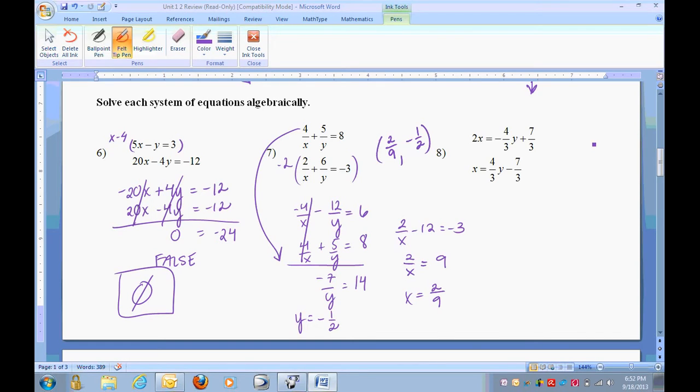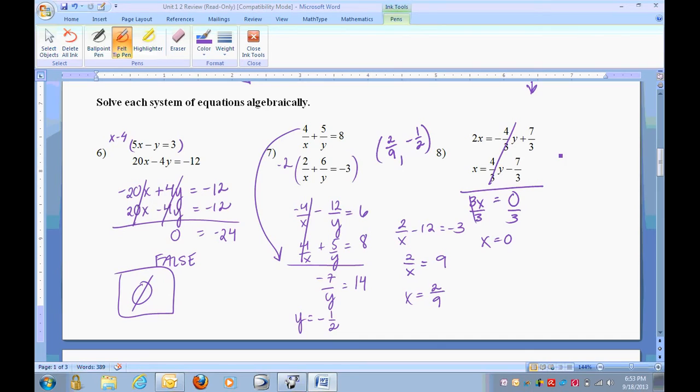All right, moving on to problem number 8. We're going to use elimination here because if you notice, I have a negative 4/3 y and a positive 4/3 y, so that just eliminates. So when you bring down 3x, that's going to be equal to 7/3 minus 7/3, so that's going to be 0. So then you divide both sides by 3, and you get x equals 0.